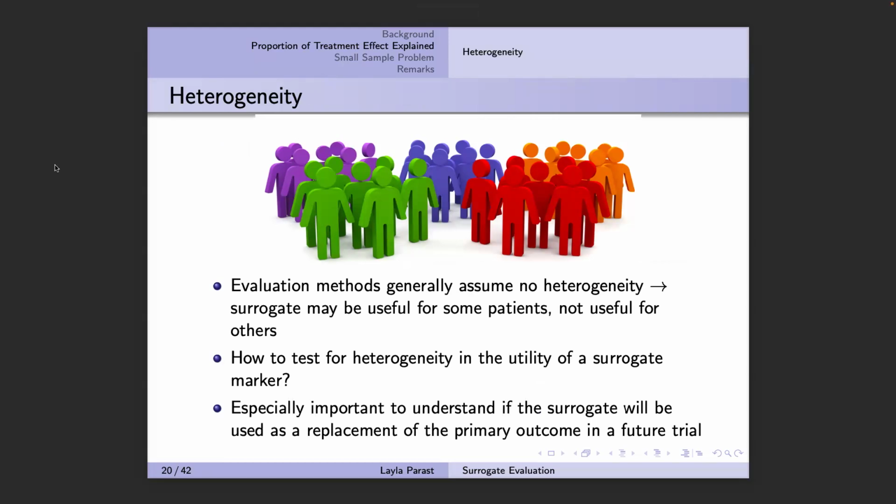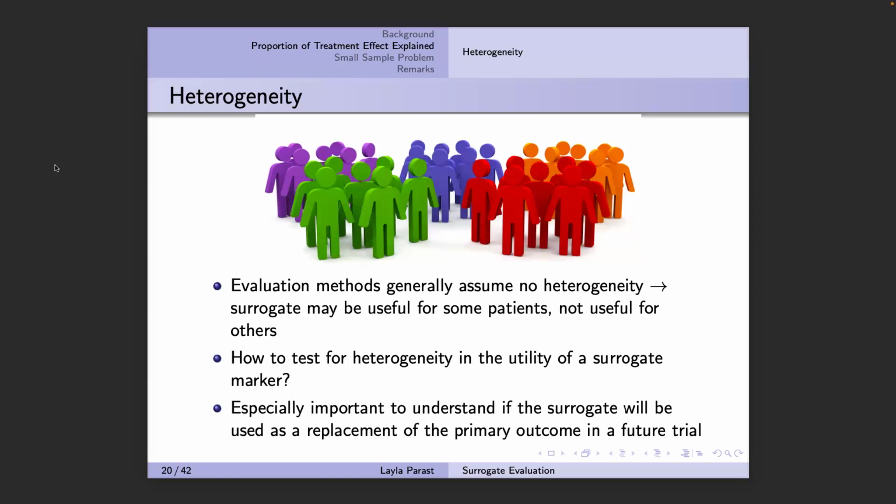Okay, so still within this idea of the proportion of treatment effect explained, I want to talk about what heterogeneity means. Most of the evaluation methods really are kind of silent on this idea of heterogeneity, which is when the surrogate can be useful for some patients, but not useful for others, right? Just like treatment effect heterogeneity, where we have treatments that work better for some patients than for others. But here we're talking about the surrogate's ability to capture the treatment effect being different for different patient populations. So how do we test for heterogeneity in the utility of a surrogate marker?